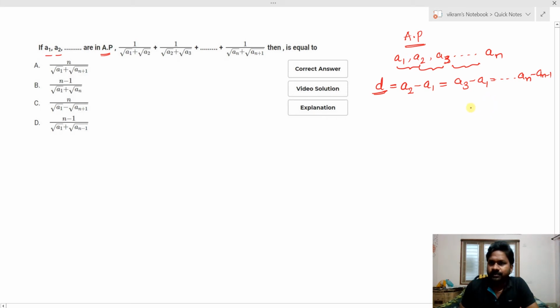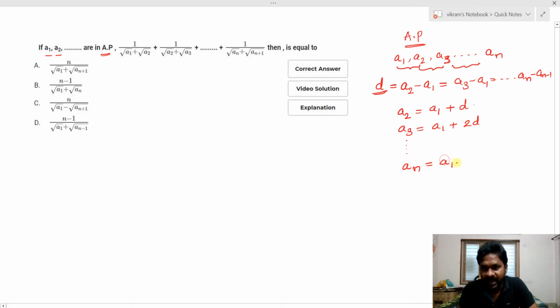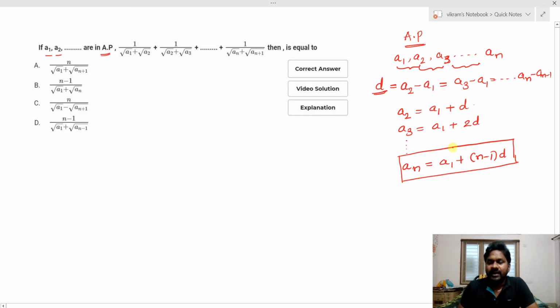So a2 is equal to a1 plus d, and similarly a3 is equal to a1 plus 2 times d, and so on. Finally the term an can be written as a1 plus (n minus 1) times d. This is the nth term in arithmetic progression, where the common difference is a2 minus a1. Two successive terms differ by the same quantity, that is the arithmetic progression.